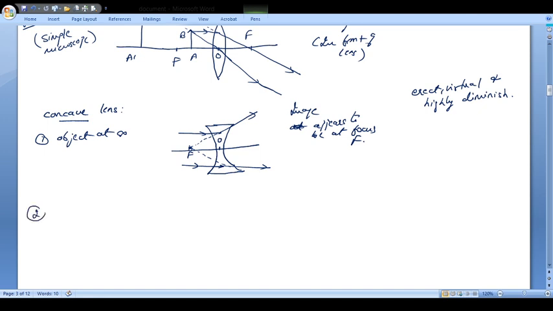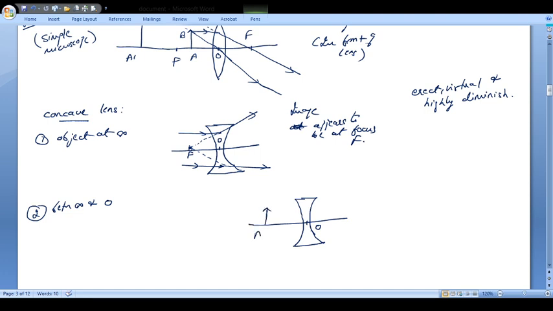Now the second case is that you keep the object anywhere between infinity and optical center. So between infinity and O. Let's see what kind of ray diagram we will be getting. We will be getting a ray diagram something like this. So this is the lens. This is your principal axis. Now you keep your object here, let us suppose anywhere.